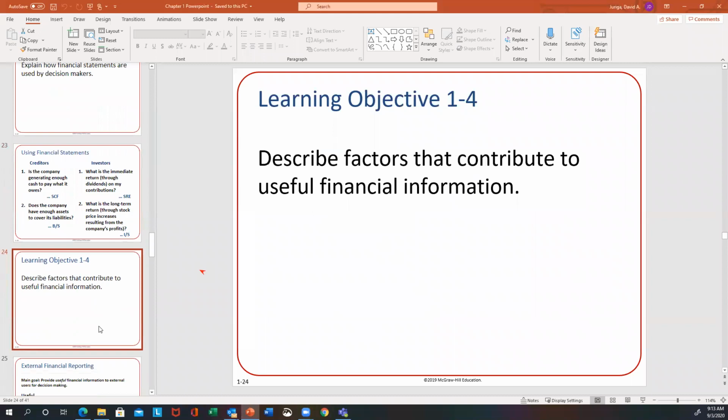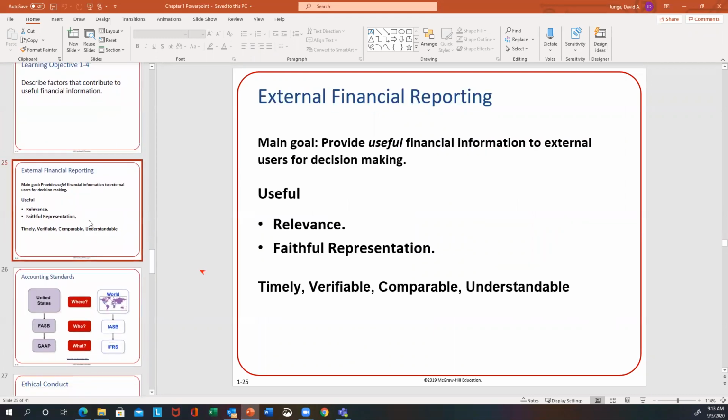All right. Some basic things about useful information. Again, this is for external financial reporting. And remember, the main goal is that we need to provide useful information for decision making. Useful meaning it should be relevant and faithfully represented. That means information should be timely, verifiable, meaning it's legitimate, comparable, so you can compare year to year, month to month, and also making sure that the financial statements are understandable.